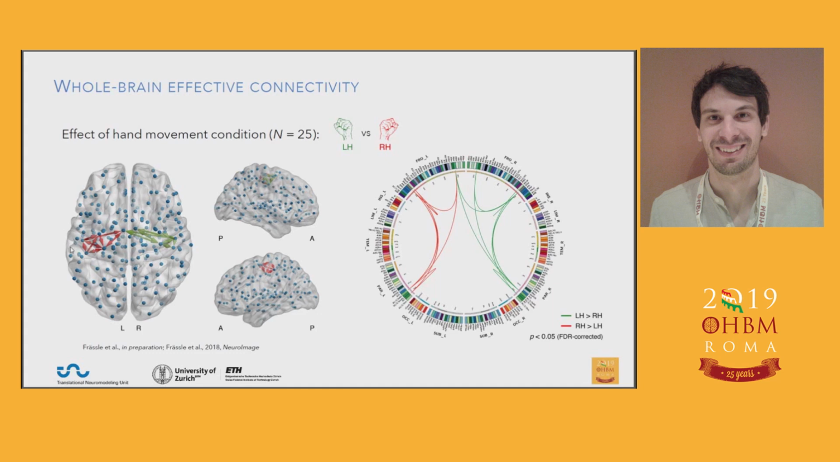And what you can see is this very beautiful and expected contralateral pattern where connections in the contralateral hemisphere are more pronounced, and it's exactly between those motor-related regions that you would expect. So the supplementary motor area at the top, then on the right-ish side, the primary motor cortex, and at the bottom, the somatosensory cortex.